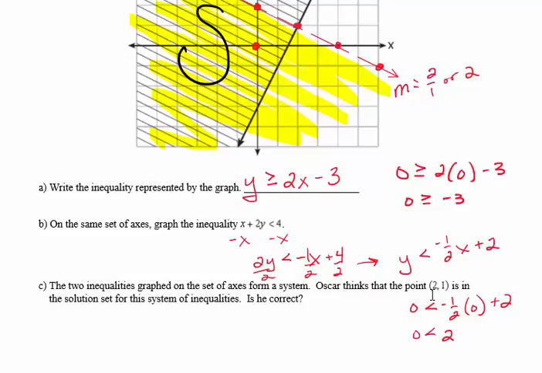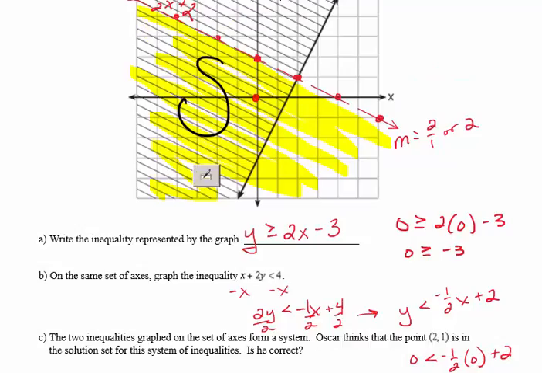Oscar thinks that the point 2, 1 is in the solution set. Is he correct? Well, 2, 1 is right here. Almost in the solution set. It would be, except for the fact that this is a dashed line, so it should not be included. Therefore, Oscar is wrong. Thank you. Please stay tuned for the question that follows.